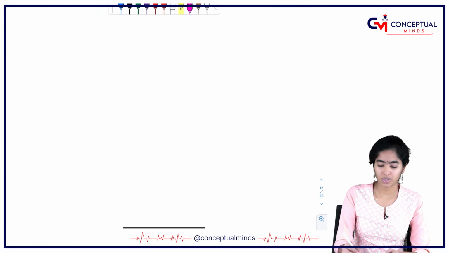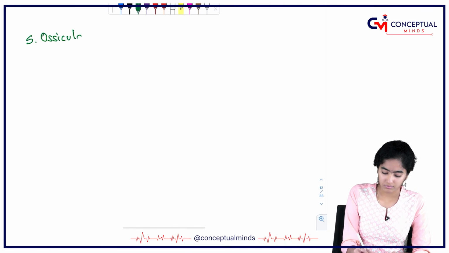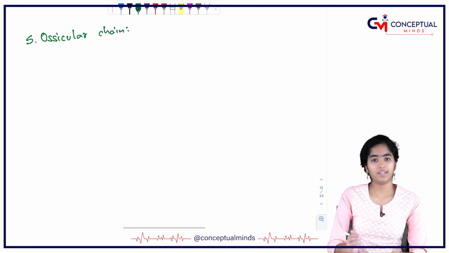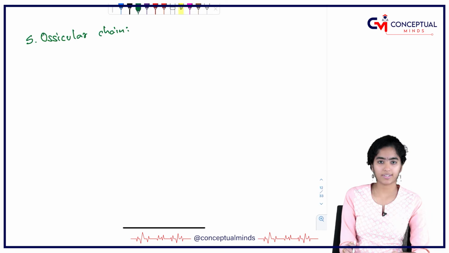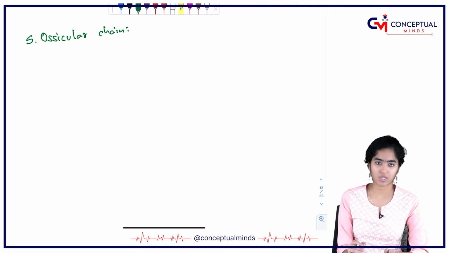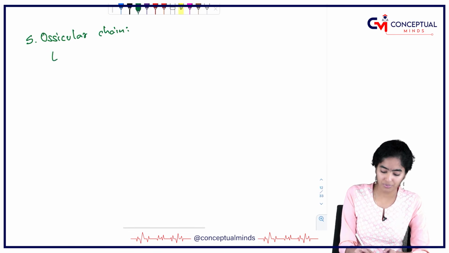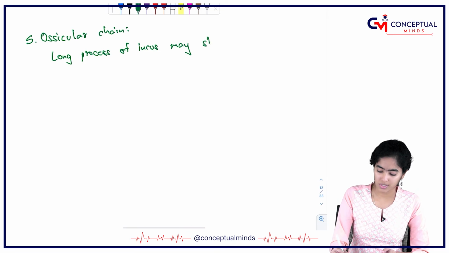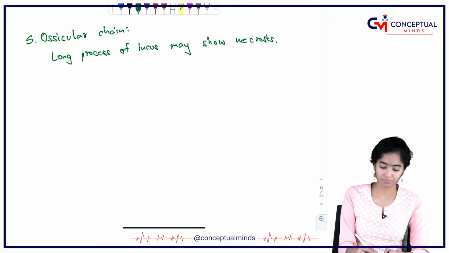Next, upon examination, we have to look at the ossicular chain. In the 3 middle ear ossicles, it's possible that they remain intact and mobile. But sometimes on repeated episodes of acute exacerbations, repeated episodes of CSOM, there could be necrosis of these bones. Particularly the long process of incus is vulnerable to this necrosis. Long process of incus may show necrosis, and this will affect the hearing of the patient badly.